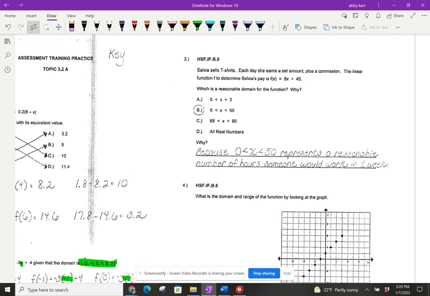So, reasonable domain for number 3. Sawa can sell between 0 to 50. Well, she can sell shirts, but think about working. A normal work week is about 40 hours. So 0 to 50 would be a reasonable amount of hours someone could work. 3 would be too small, and you can't really work between 68 and 80 hours a week.